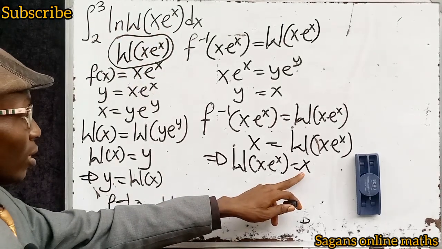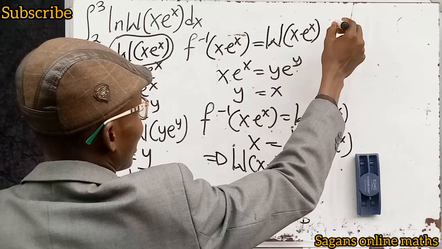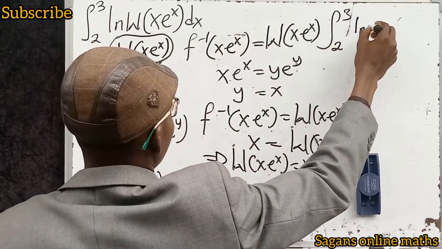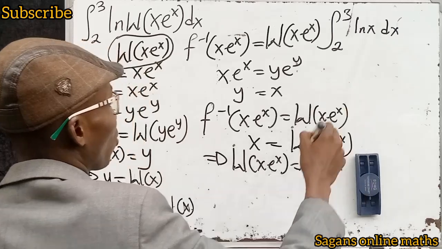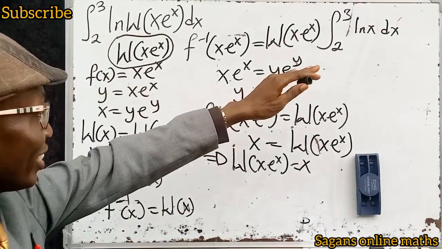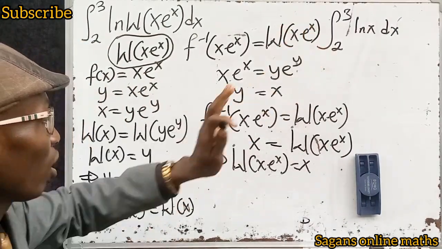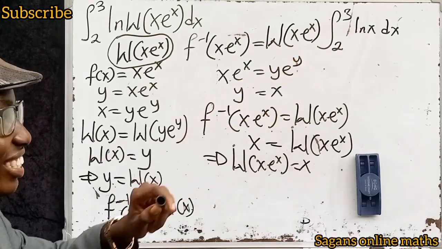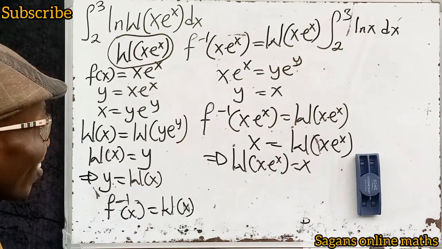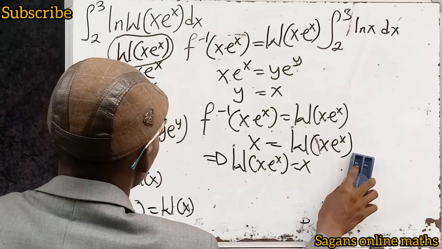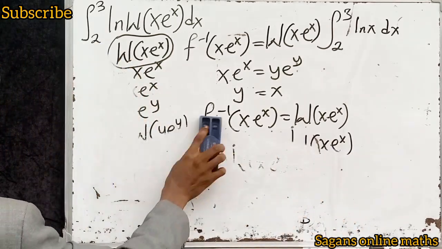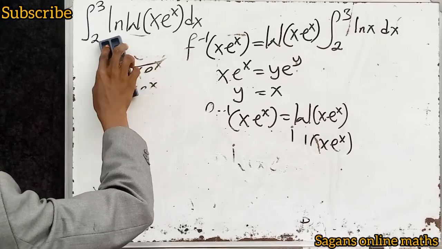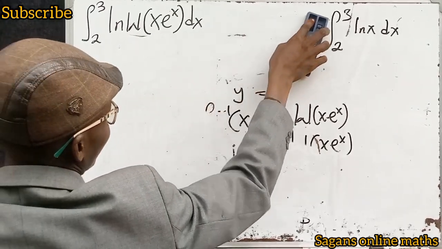It's just x. So in this time it becomes what? The integral of 2 to 3 ln x dx. Wow, this is amazing. Perfect. I love this. So let's go and integrate this. So we can remove this from here and go back to our question.